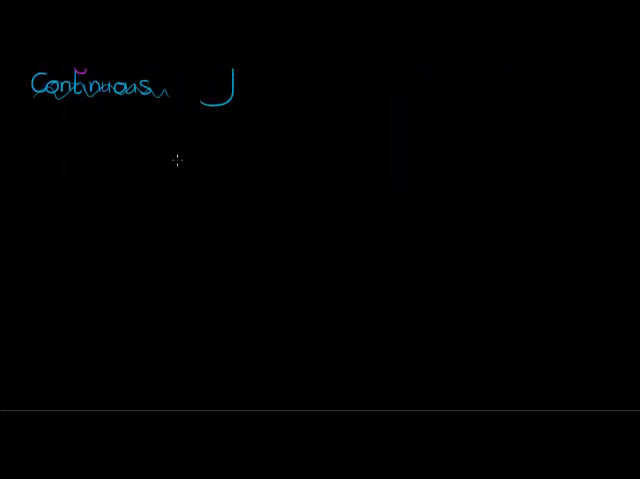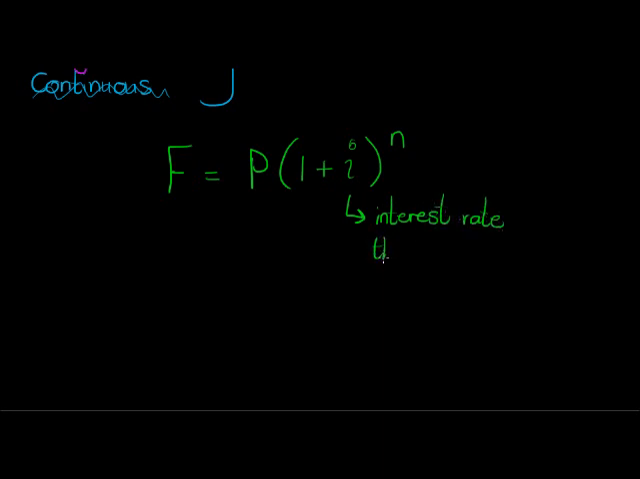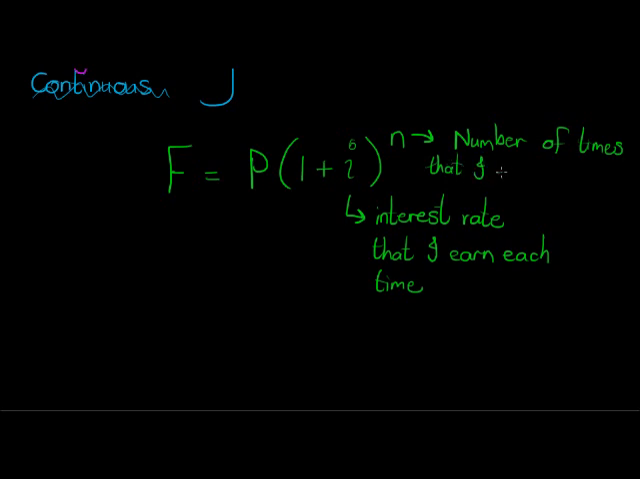Well, it doesn't really. If I look at my formula, the only thing that changes in my formula is what N and I represent, and that's very little. So I is the interest rate that I earn each time, and N is just the number of times I earn interest. That's not different, is it? Number of times that I earn interest.